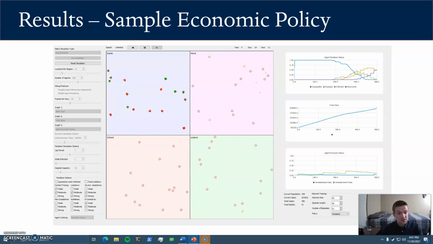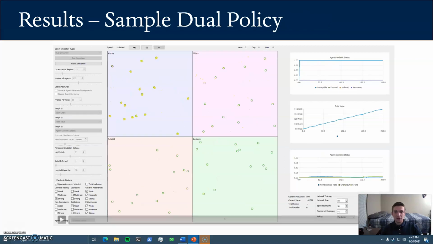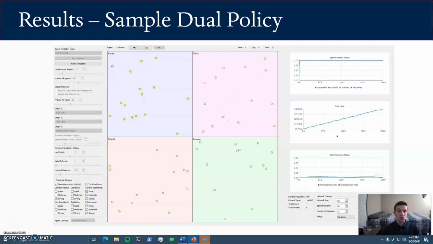And this does lead to some very good economic results. However, this leads to some, needless to say, horrendous public health results. Specifically, this policy ends up with a mortality rate of about 10%, which is incredibly high. So it's definitely not a strategy recommended in real life, but it is one that was learned strictly focusing on the economy.